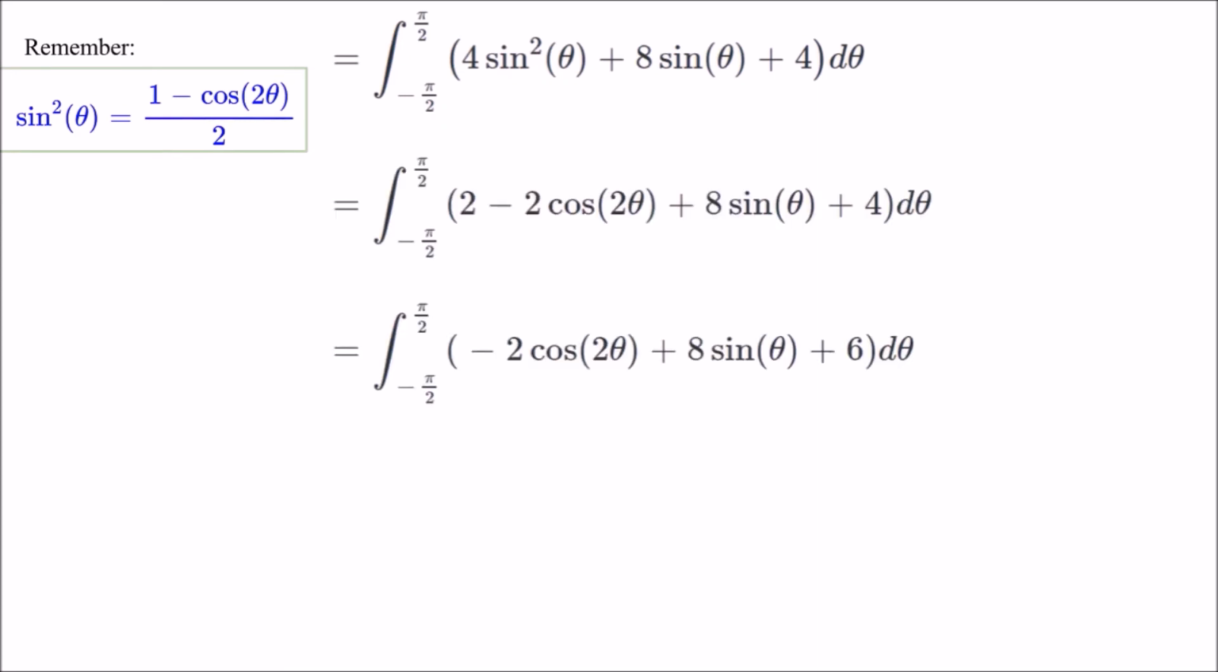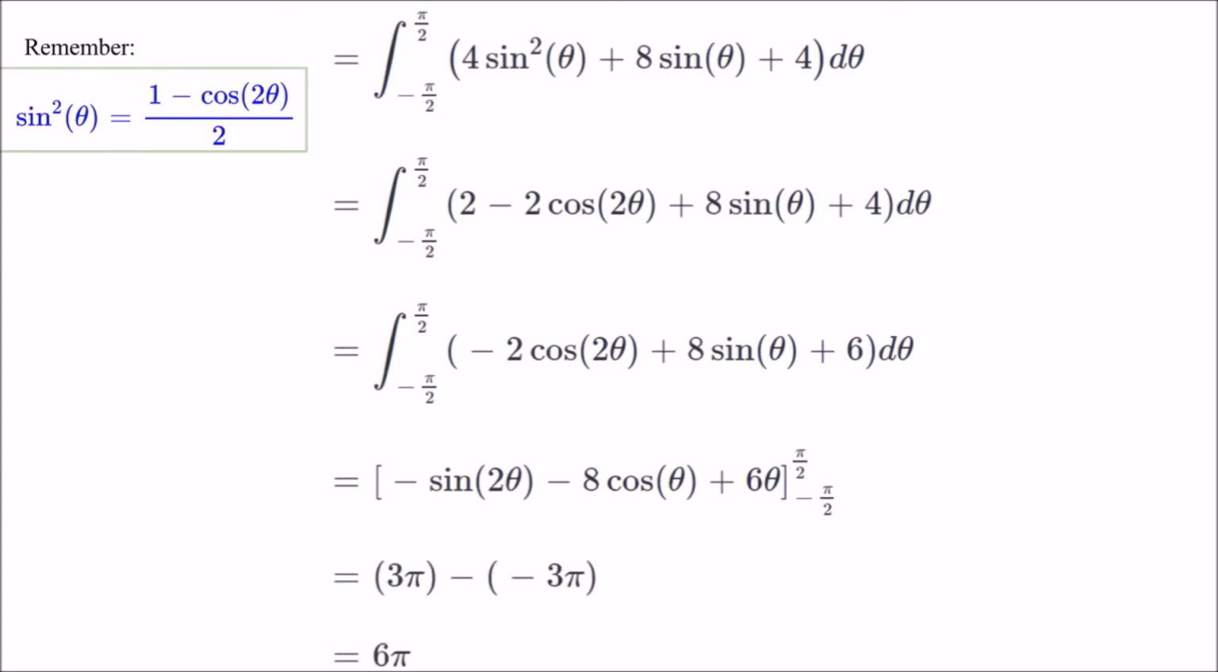After expanding and simplifying, once we integrate it, it becomes negative sine of 2 theta minus 8 cosine of theta plus 6 theta, ranging from negative pi over 2 to pi over 2. Use the fundamental theorem of calculus, with a result of 6 pi.